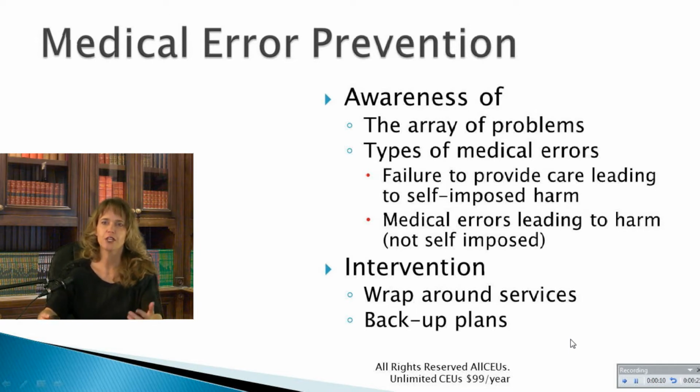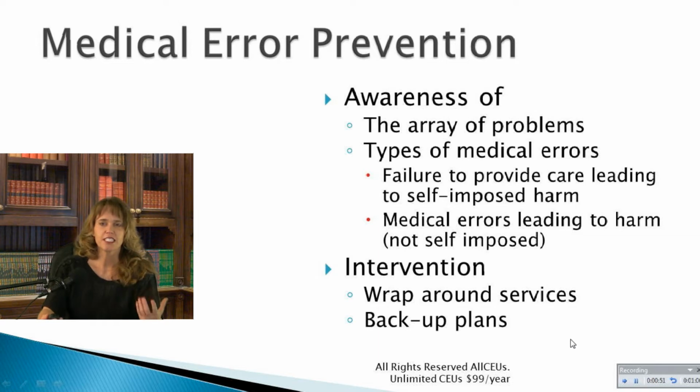In this course, we're going to be talking about medical error prevention, specifically as it relates to counselors and psychologists. We need to be aware of the array of problems that are considered medical errors, and the types of medical errors, which can include failure to provide care, which leads to self-imposed harm, basically abandoning your clients or not doing what you need to do to prevent harm, and medical errors leading to harm which is not self-imposed. For example, knowing that your clients are taking 2 different medications that don't work well together, or knowing that your clients are taking a medication and drinking, which, I mean, you could argue that's self-imposed, but most of the time your clients don't intend to harm themselves, they just want to drink and take their lithium.